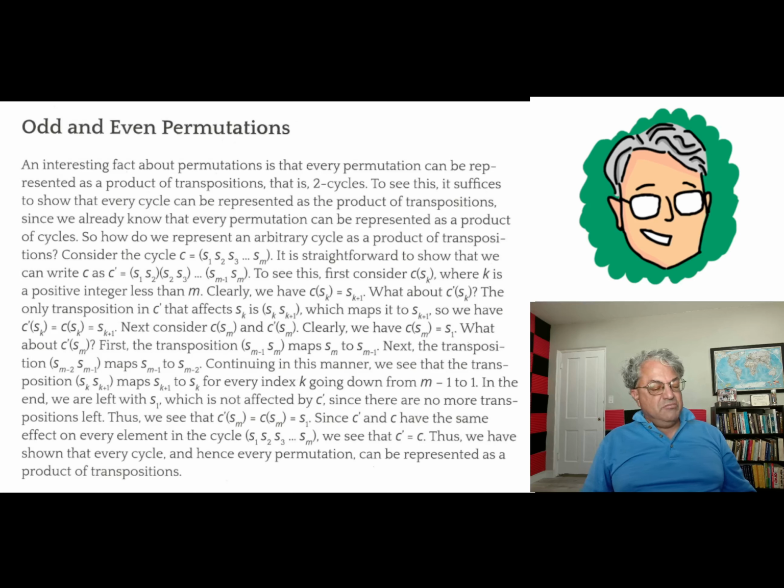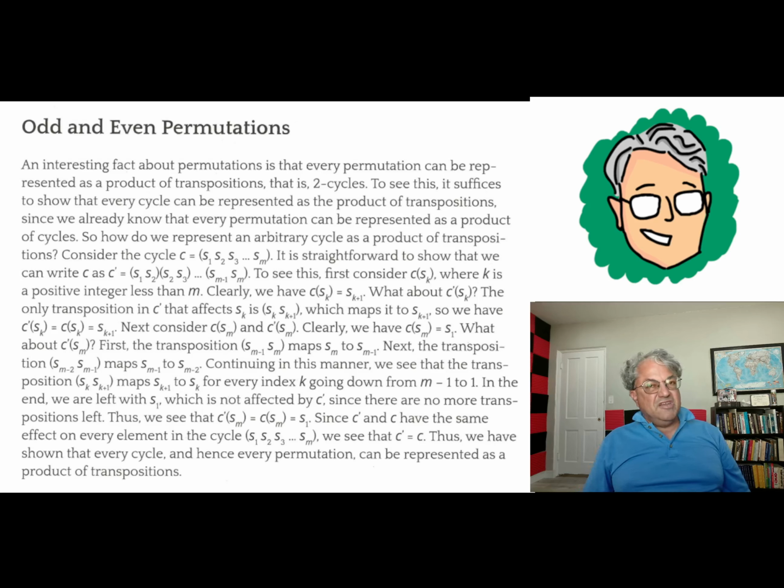So, for instance, if m is odd, that means that there's an even number of transpositions. We would call that an even permutation. And if m is even, then m minus 1 would be odd, so we would call it an odd permutation. That's a little bit confusing because it turns out that cycles of even order are odd permutations and vice versa, cycles of odd order are even permutations.